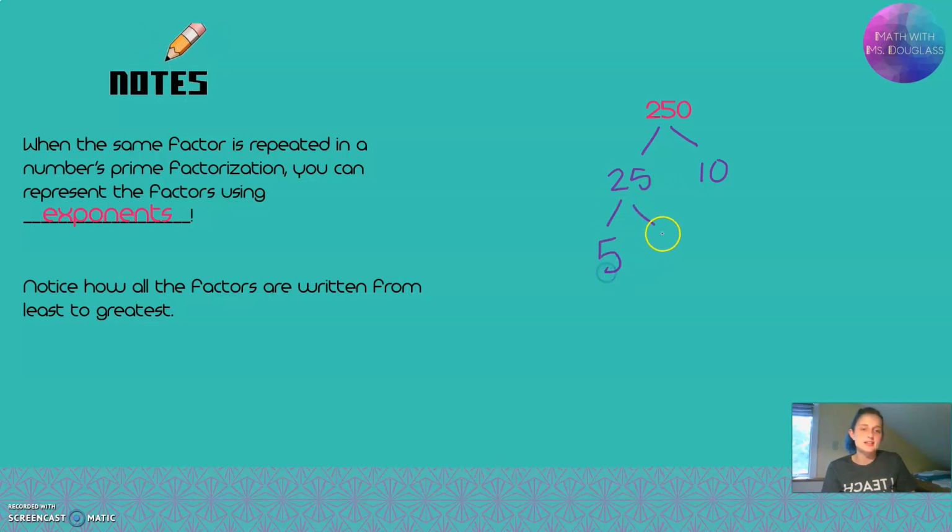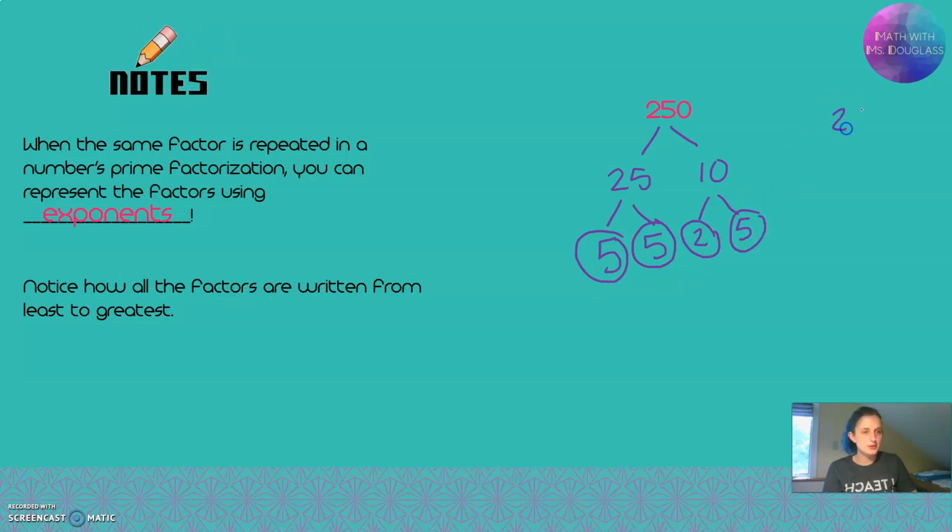Notice I got kind of lazy and I dropped the times symbols. It's up to you if you want to include them or not. This 5 is a prime number, I'm going to circle it. This 5 is a prime number, I'm going to circle it. 10 is 2 times 5. 5 is a prime number, 2 is a prime number, circle it. Okay, so I must be done.